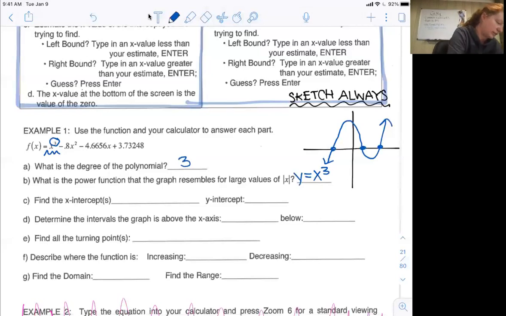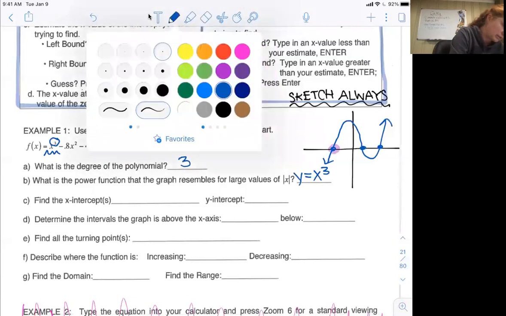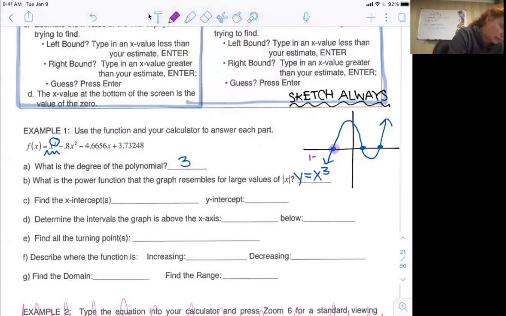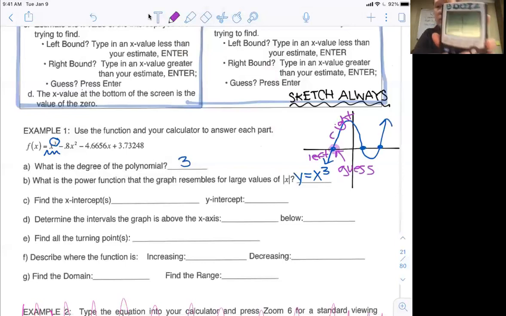So if you look at this graph here, I'm going to start by finding the x-intercept here, and I'm going to write this down and then erase it. So this would be when I do my left and my right bound. The left, which is this way of the point, is below for this problem. The right bound, to the right, you're going to have to move your cursor. The right is going to be above for this one, and then the guess would be right here. So if I do left bound, hit enter, right bound, hit enter, and guess, hit enter, I should get negative 2.16.